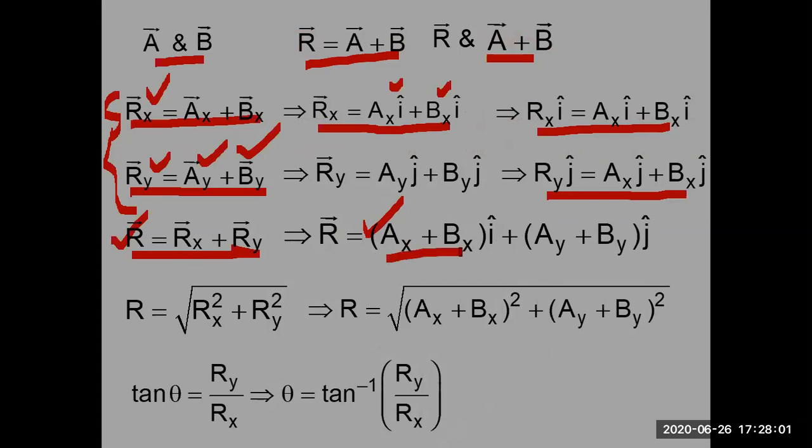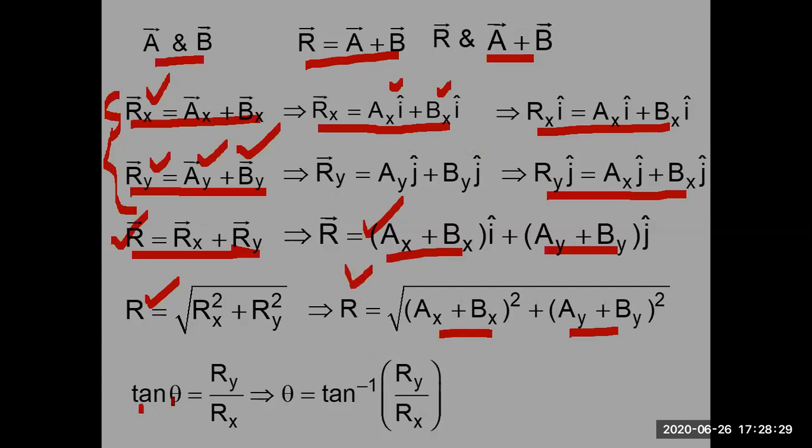This one is the horizontal component of both the vectors. This is the vertical component of both the vectors. And you know, when you take the square of i, it is equal to 1. So that's why this R is equal to the square root of Rx square plus Ry square. So here is the resultant magnitude of these two vectors. In place of Rx and Ry, after putting the values, you will be calculating the resultant vector.